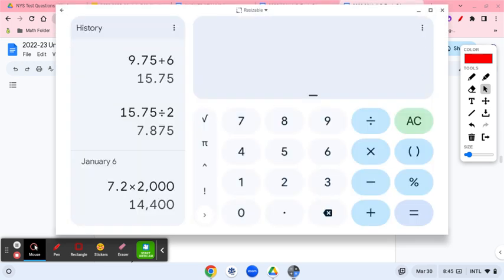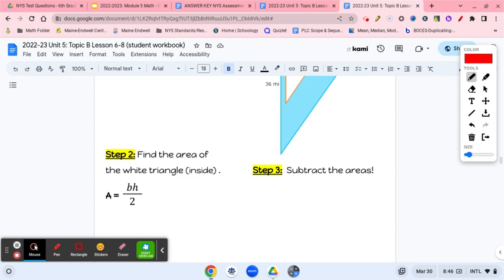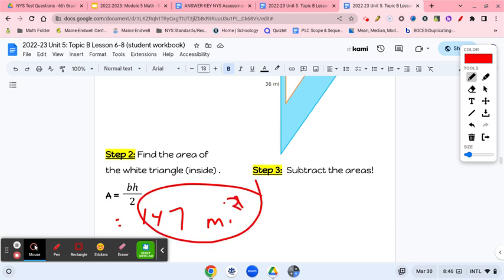But you got to remember to divide by 2. If you don't, you're doing the wrong formula. So my answer for the small one is 147. So my small area is 147 miles squared. Sorry, I thought it was inches. Sorry, that's a squared. So now I take the area of the outside triangle minus the inside triangle.